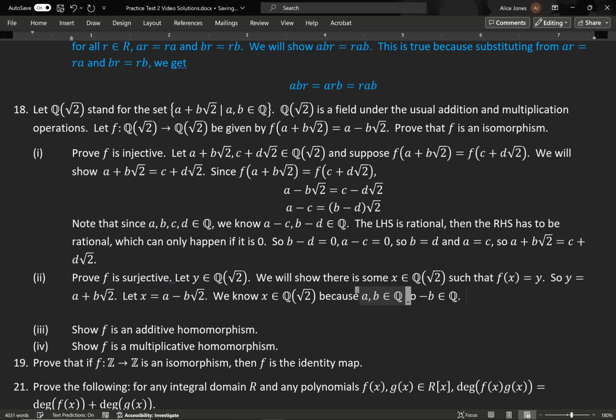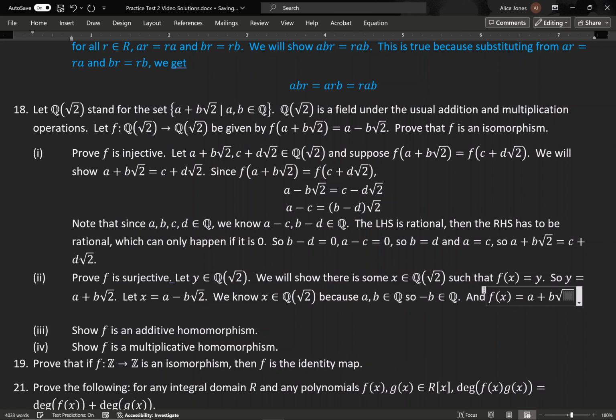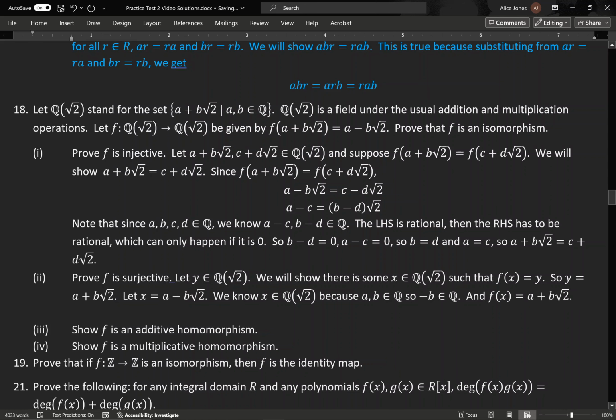Okay. And then we just show that when we plug in x to the f function, we are going to get, it's just the sign switching function. So yeah, we should definitely get a plus b square root of 2. That's it. It's so easy. It's almost not even worth writing down.